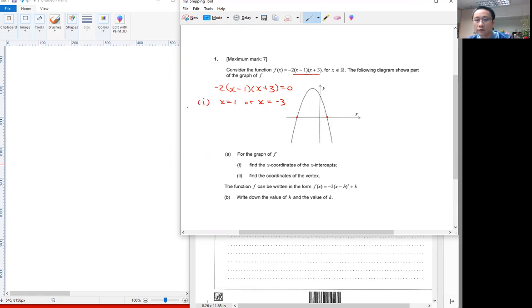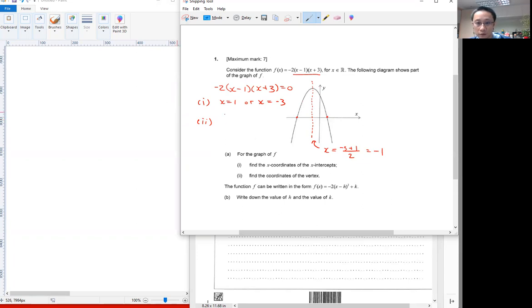A2, find the coordinates of the vertex. So for this, you can expand and put this into vertex form by completing the square. I'm not going to do that because there's an easier way. Just recognizing the symmetry within a quadratic function should allow you to recognize that the line of symmetry will be x equals the midpoint between the two roots. So it's the midpoint between negative 3 and 1. So that's just negative 1.